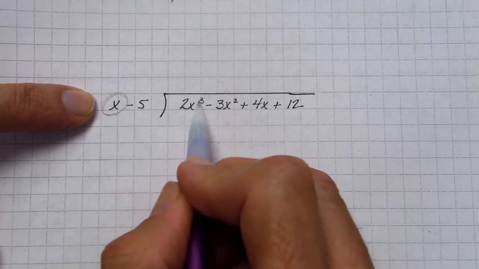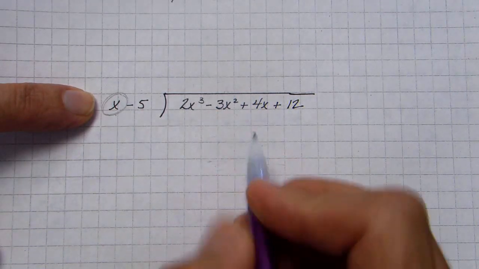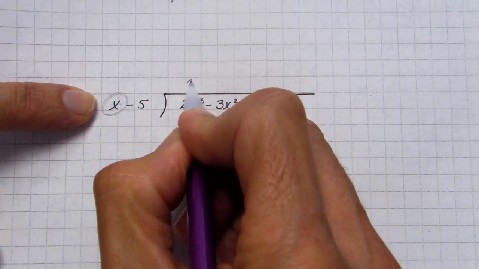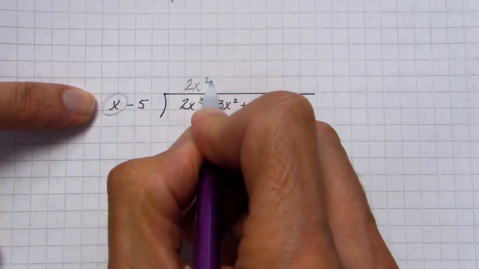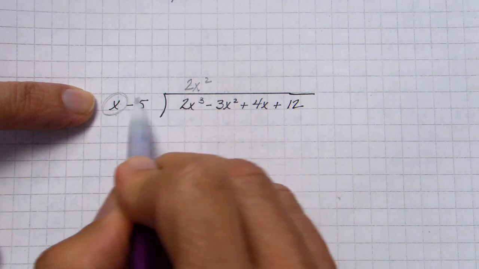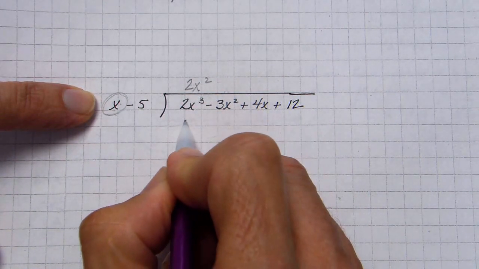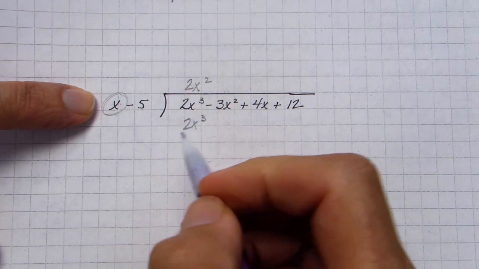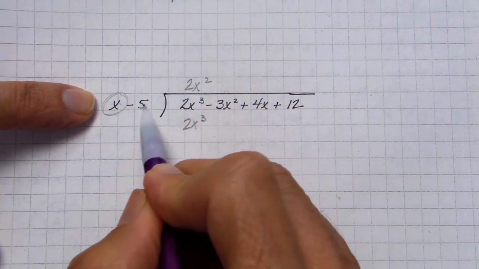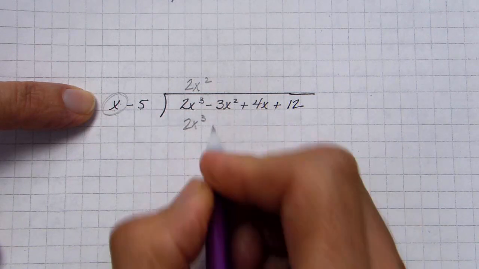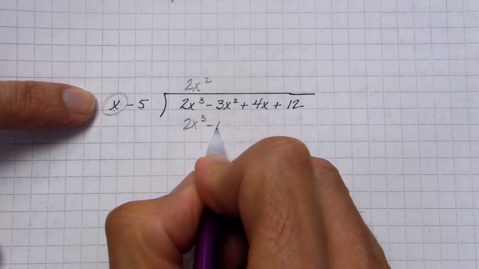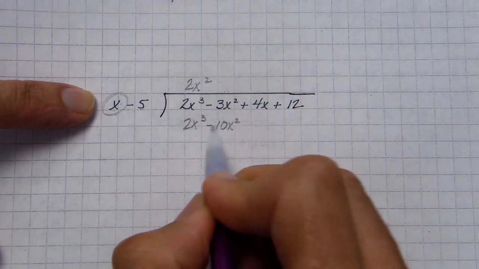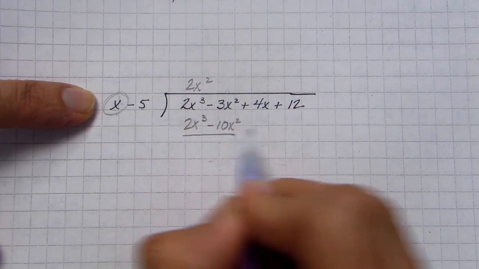So I'm thinking, well, x times what gives me 2x to the third? X times something gives me 2x to the third. And I say, well, 2x squared, that should work. So 2x squared times x gives me 2x to the third. So I'm trying to match that term. However, 2x squared also has to get multiplied by the -5. And so we have minus 10x squared.